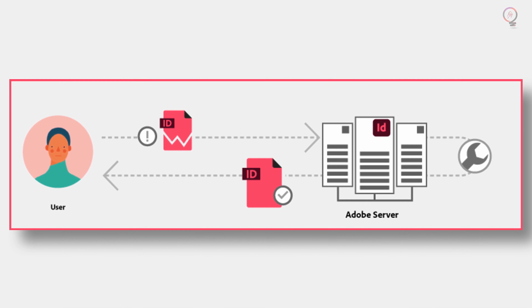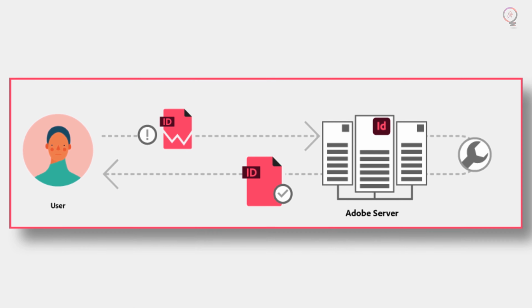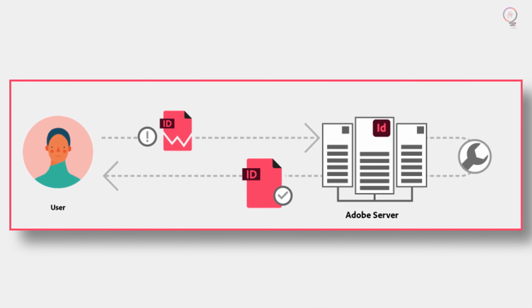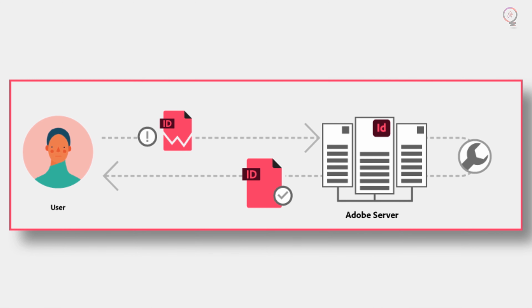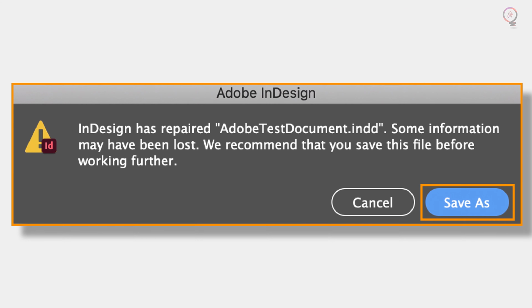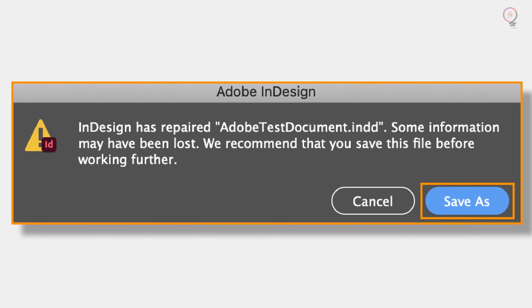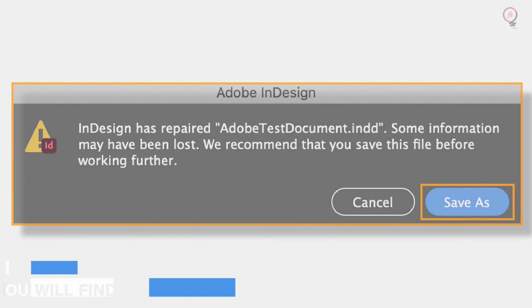Automatically recover damaged documents. There are multiple factors, both internal and external to the InDesign application, which can lead to document corruption. InDesign has an auto repair mechanism that detects and automatically recovers a corrupted document. The recovered version of the document will open in InDesign, prompting you to save the document before proceeding further. Save the recovered document. For more information, you will find a link in the description box.